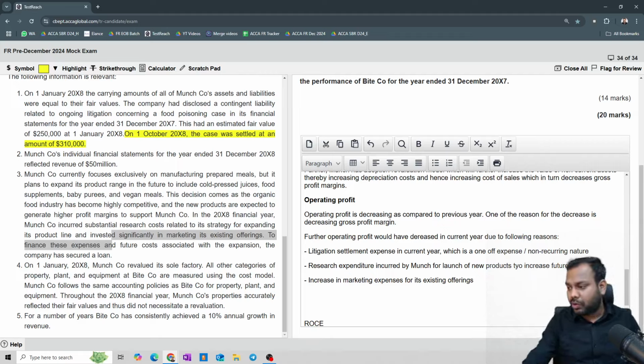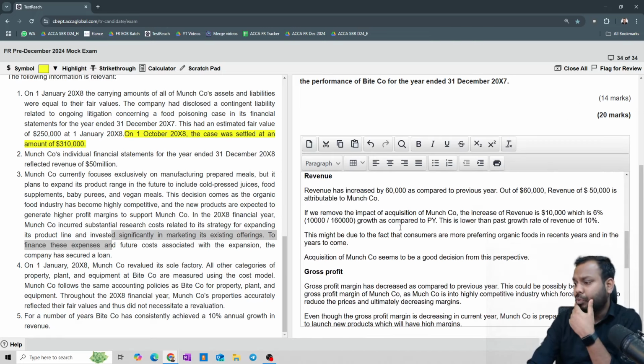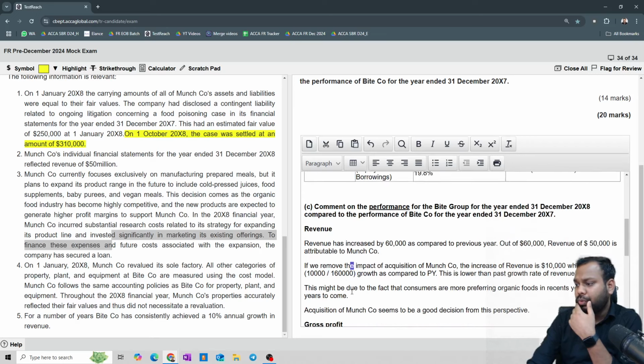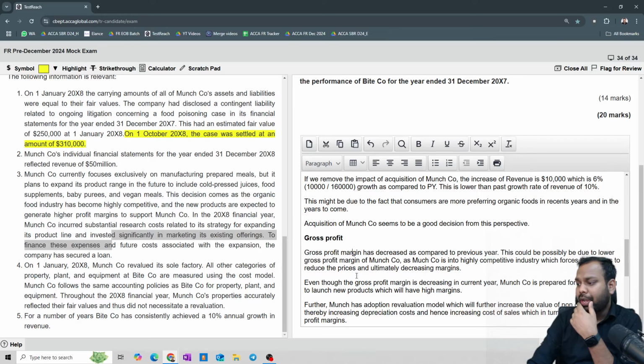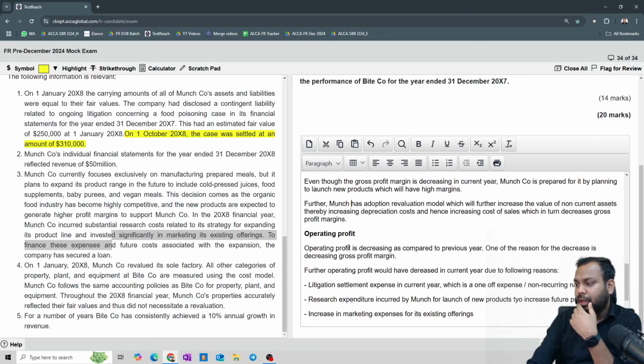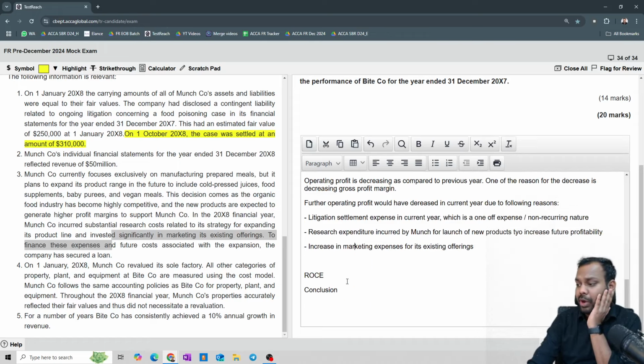Now this is all about operating profit. Now, how many points have we written so far? We need to write 14 points, and so far we have written 11 points. Now we have to write ROCE and the conclusion. We need 3 more points, but I will write whatever is possible. Now it is upon you what points you want to write in the exam and what points you want to remove.